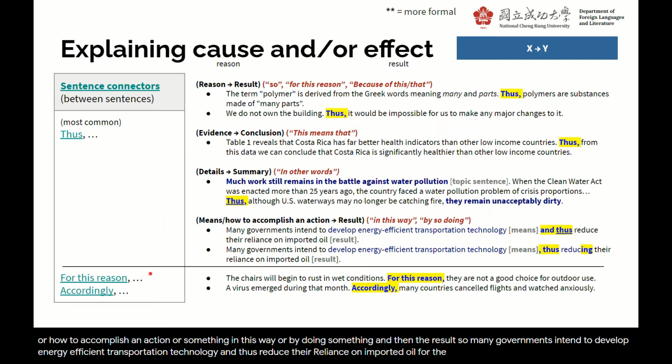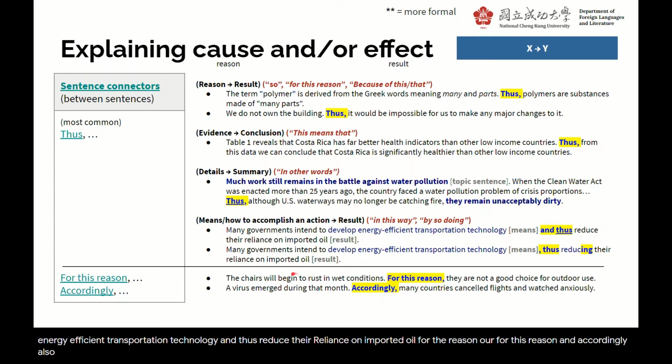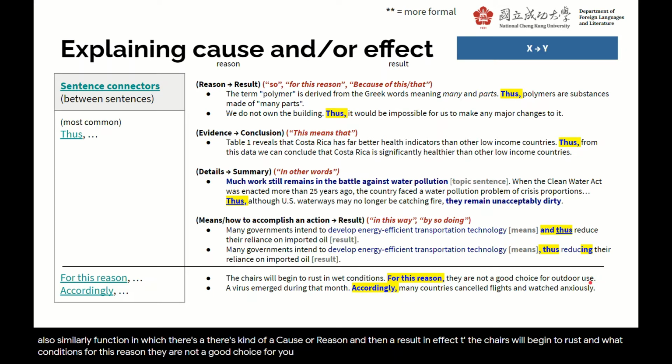For this reason, and accordingly, also similarly function in which there's kind of a cause or a reason and then a result, an effect. The chairs will begin to rust in wet conditions. For this reason, they are not a good choice for outdoor use.